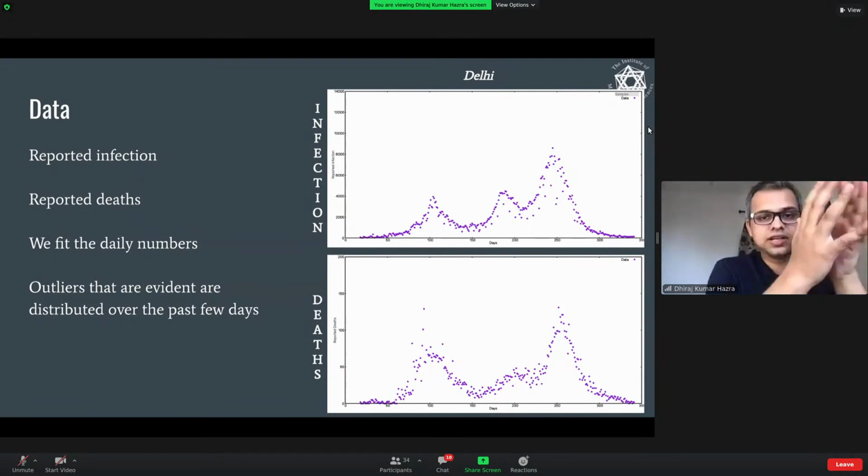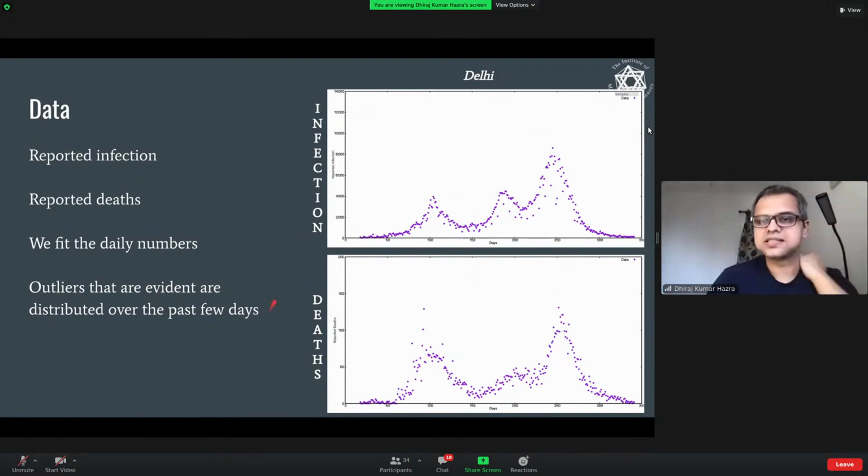We try to do the data analysis with the InsiSim model. So we use two types of data. One is reported infection and reported deaths. Okay, and this is a typical example of the data plotted for Delhi. So the top one is daily infection and the bottom one is for the daily deaths. And we fit the daily numbers, not the cumulative numbers.